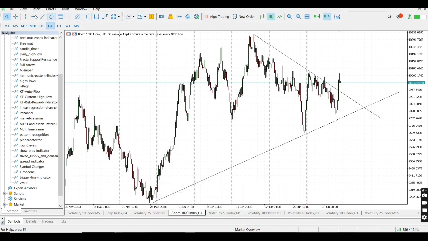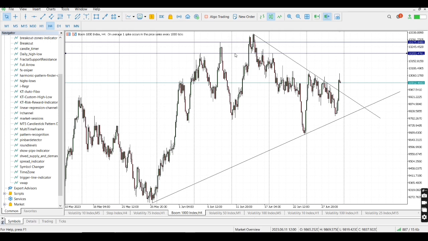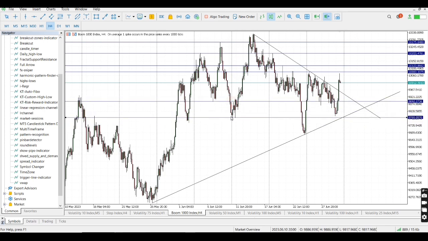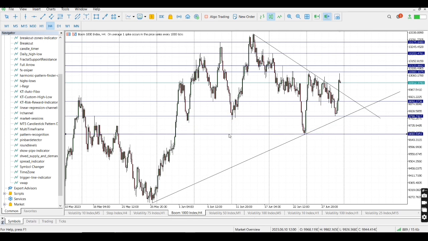And the other thing that I do is I mark out my swing points as usual. This is what we always do on this channel. So let me mark out all my swing points. Okay, it's crazy, but we are going to do it regardless.